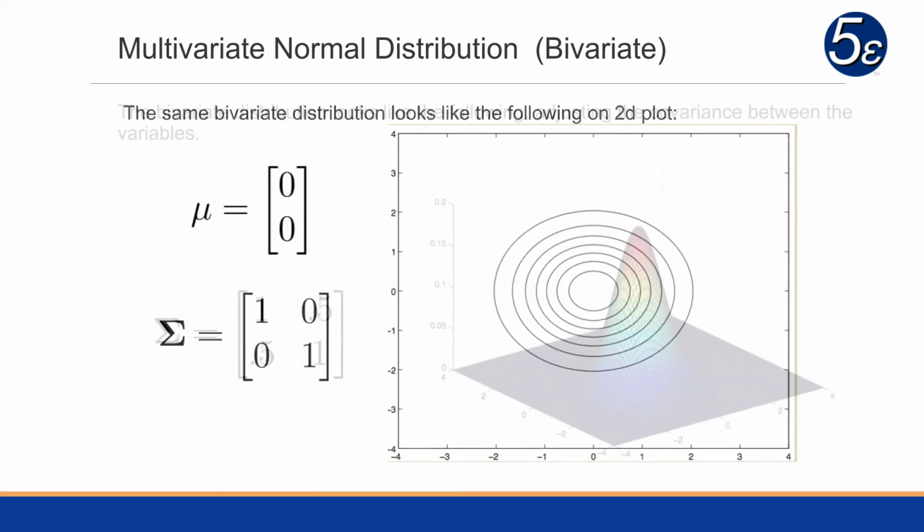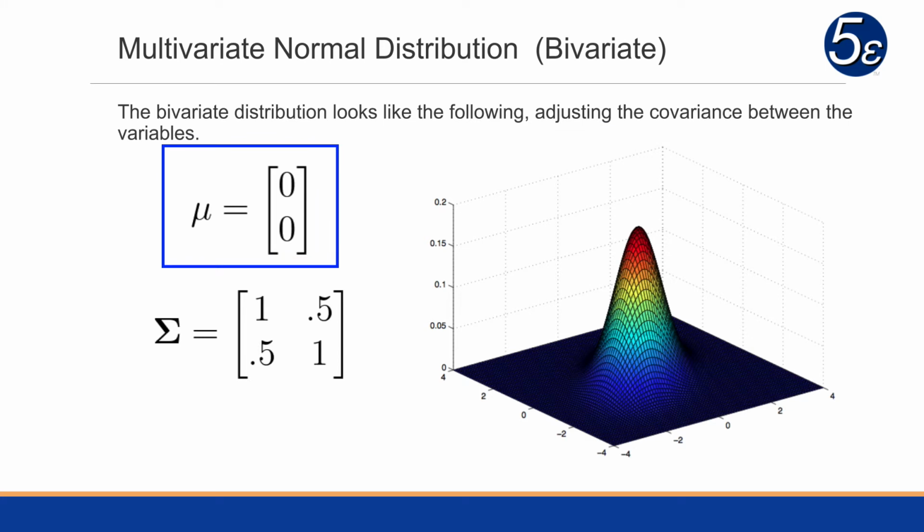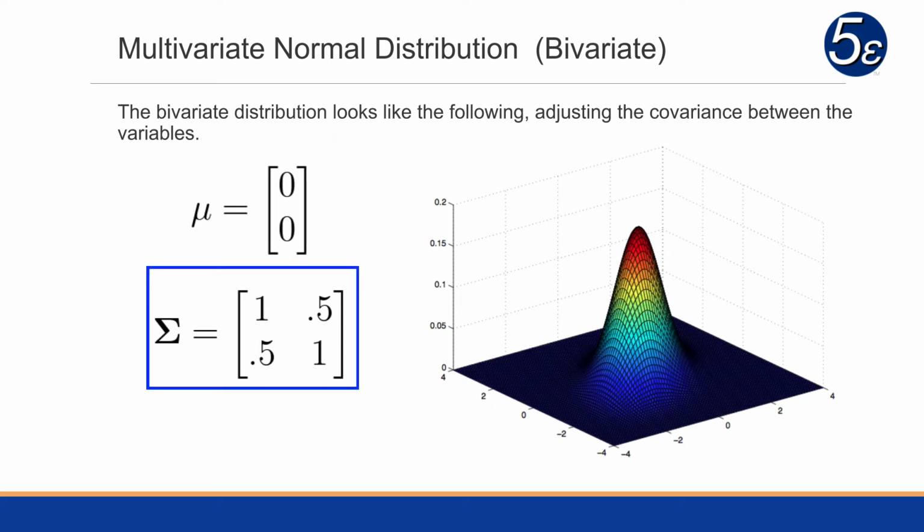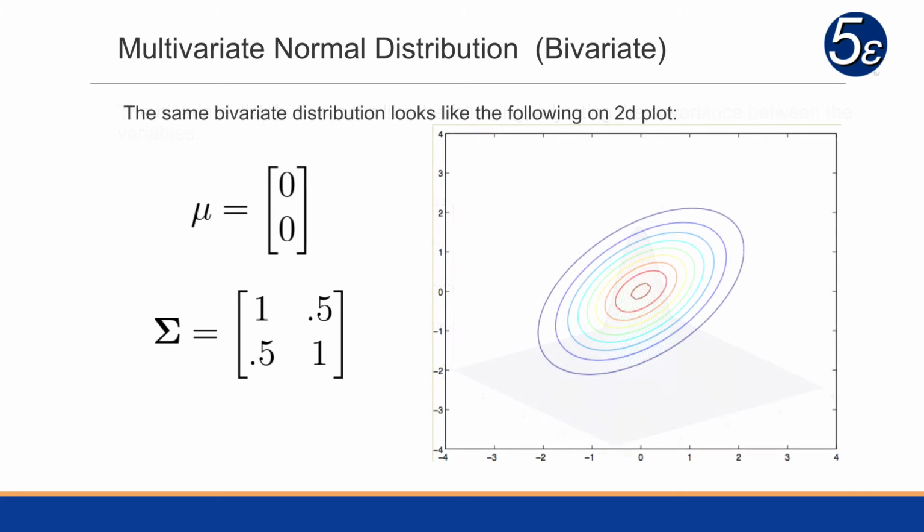But what if we change something? Let's assume that we have a mean vector of 0, 0, and we've altered the covariance matrix so that there's a little covariance between the two variables. Now, from this graph, it's a little hard to see, but if we look at it from the top, we can see that there is a pull between the two variables.